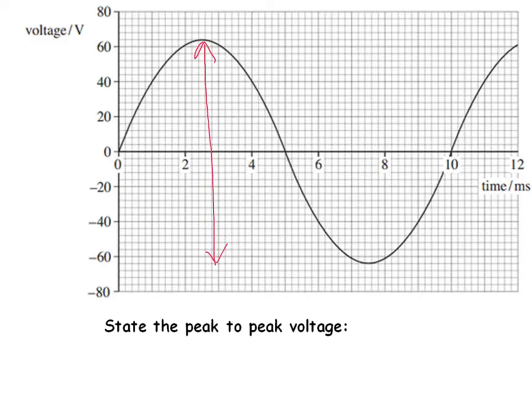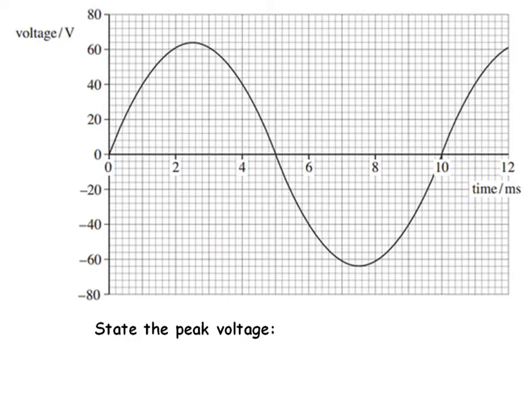So to calculate what that value is, it goes down to about minus 64. It goes up to plus 64. So that must mean your peak-to-peak voltage is 2 times 64, which equals 128 volts.